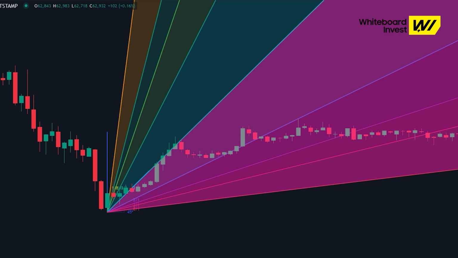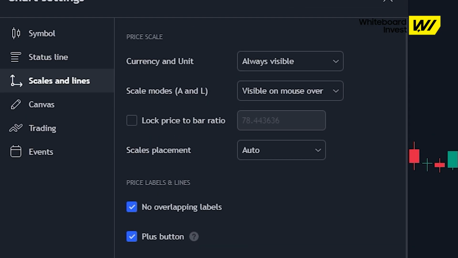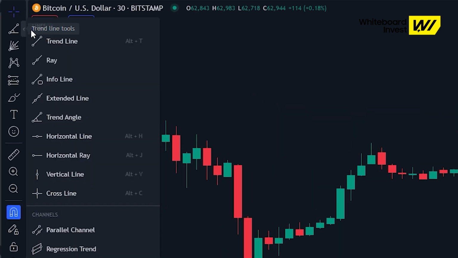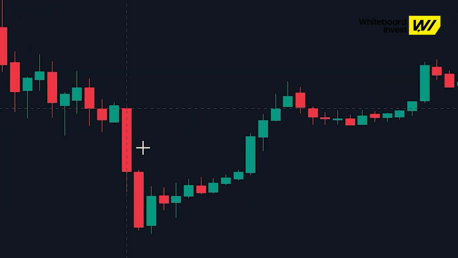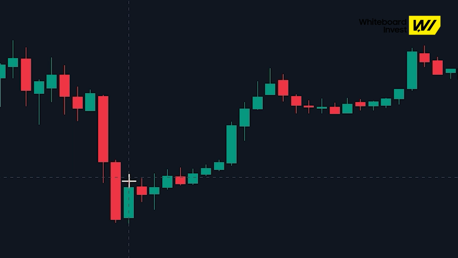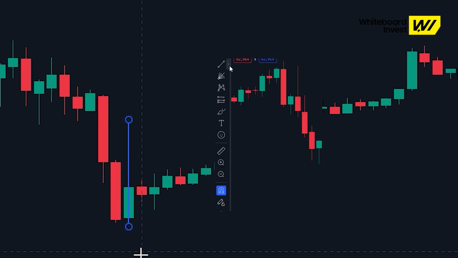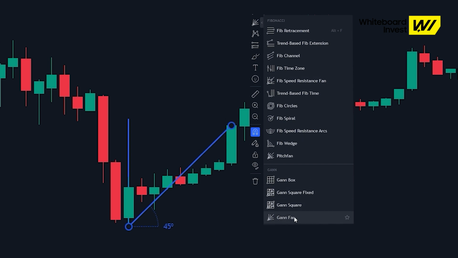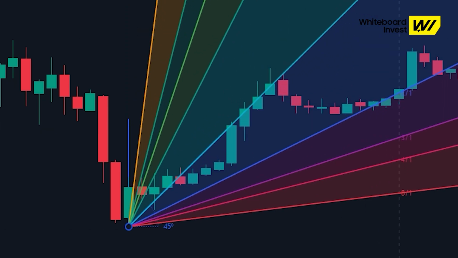To apply Gann angles, first, go to Settings and ensure the lock price to bar ratio is checked. Next, identify a market range and mark the swing low and swing highs of that range. Draw a straight vertical line at the start of the range, then select the Trend Angle tool to measure a 45-degree angle. Finally, use the Gann fan tool and place it at the 45-degree angle.